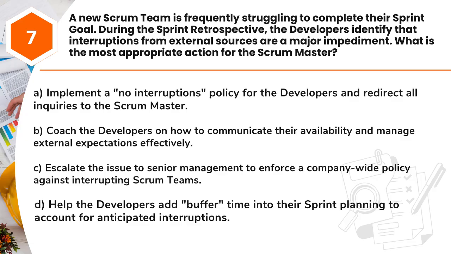A. Implement a "no interruptions" policy for the developers and redirect all inquiries to the Scrum Master. B. Coach the developers on how to communicate their availability and manage external expectations effectively. C. Escalate the issue to senior management to enforce a company-wide policy against interrupting Scrum teams. D. Help the developers add buffer time into their sprint planning to account for anticipated interruptions.